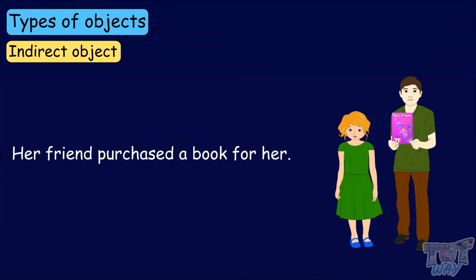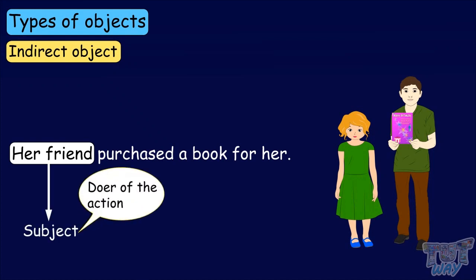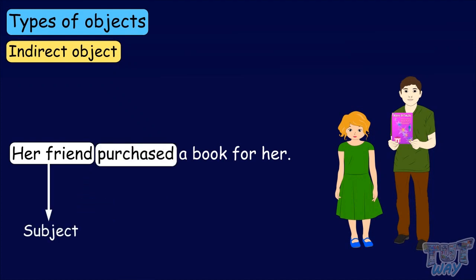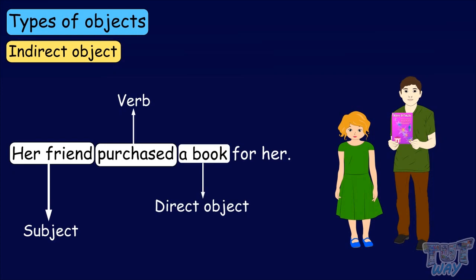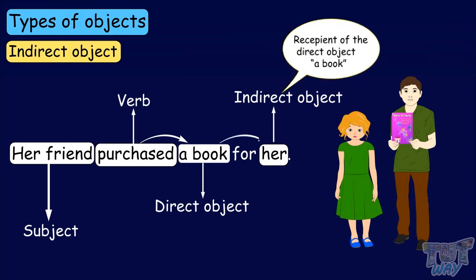Her friend purchased a book for her. Here, her friend is the subject, doer of the action. Purchased is the verb or the action being performed. Book is the direct object. The action of purchasing is being performed on the book. And her is the indirect object, that is, the recipient of the direct object, book, is her.